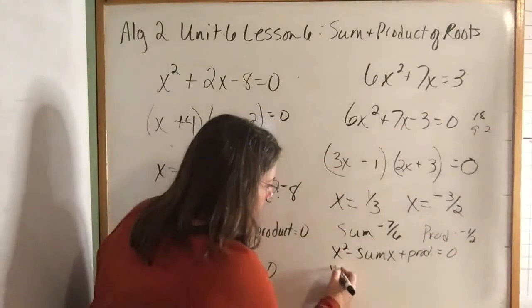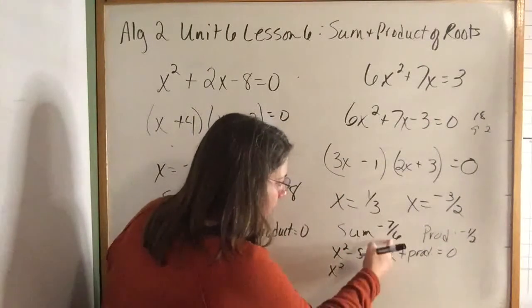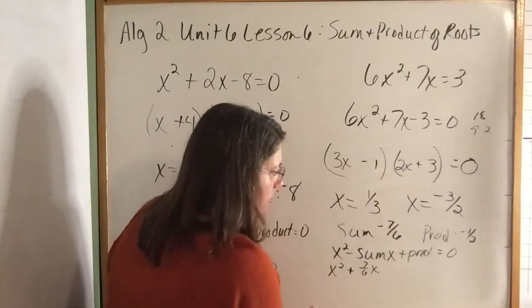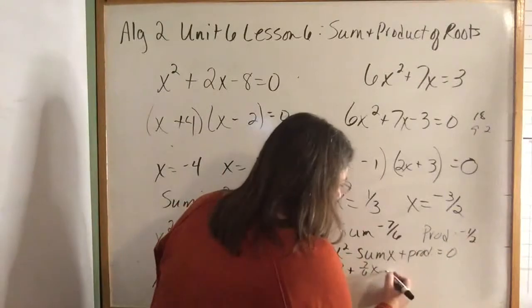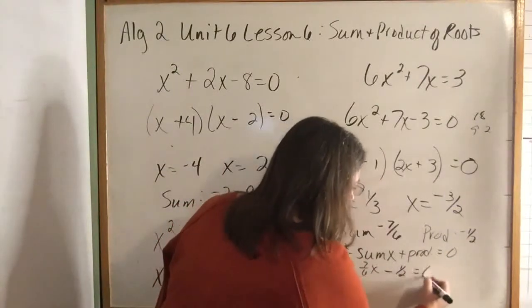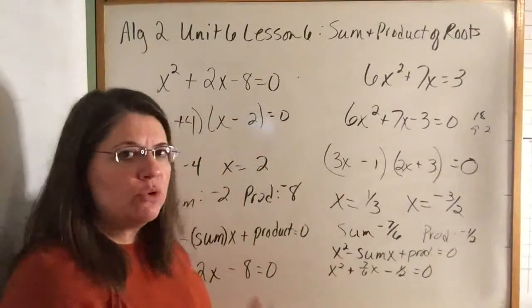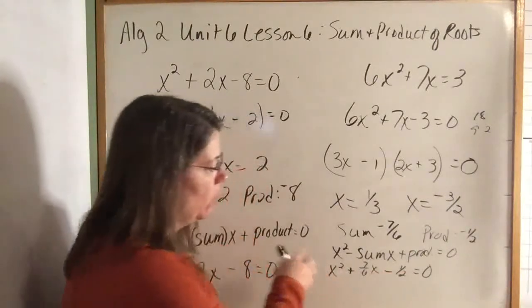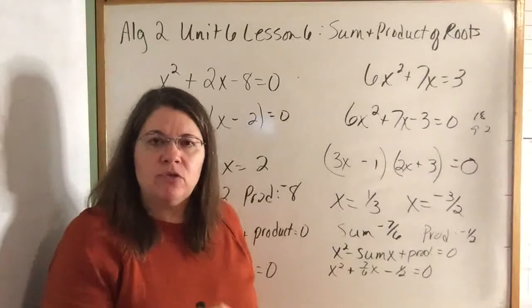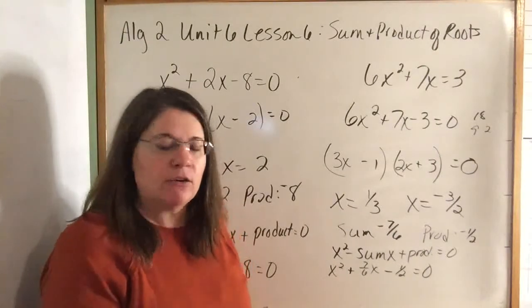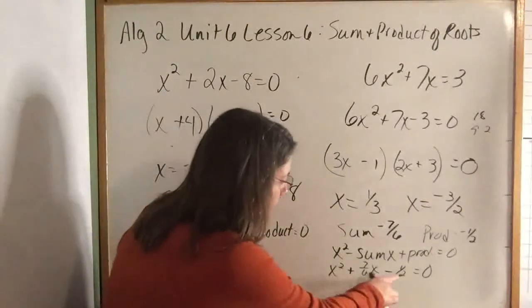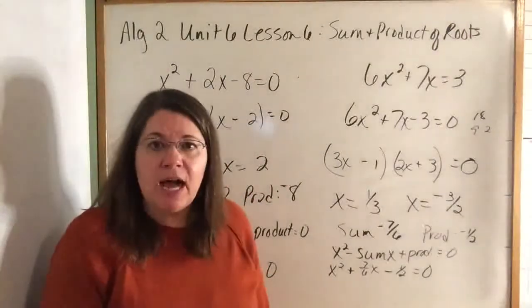Well, x squared minus the sum would be plus 7/6x, plus the product, that would be minus 1/2. Now if you notice, that's not in standard form because it involves fractions. The only thing we need to do to get that in standard form is to get rid of the fractions. How do you get rid of a fraction? You multiply by the denominator.